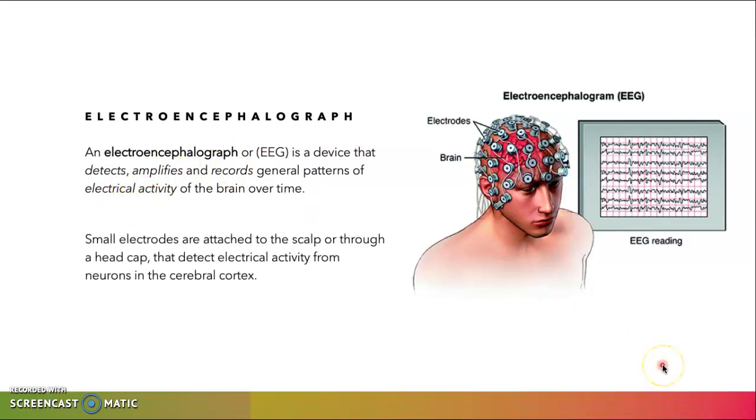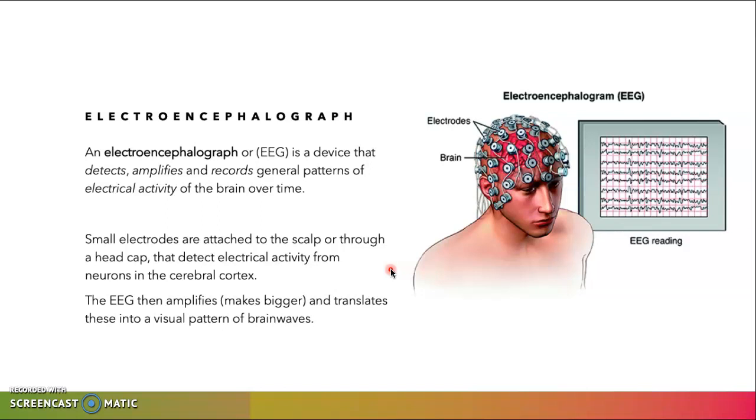So what does it do? Basically we get these little small electrodes that you can see in this picture here, and they're attached to the scalp through a head cap. So in this example here, this would be through a head cap. Sometimes they attach them directly to the scalp, and they detect the electrical activity from the neurons in the cerebral cortex, and they can pick it up through the skull.